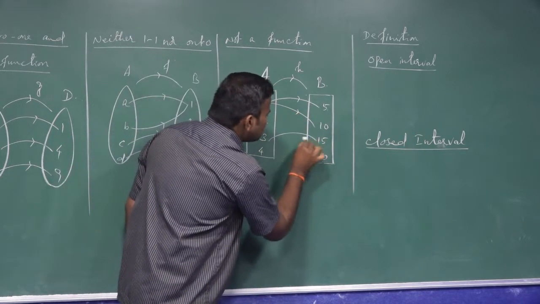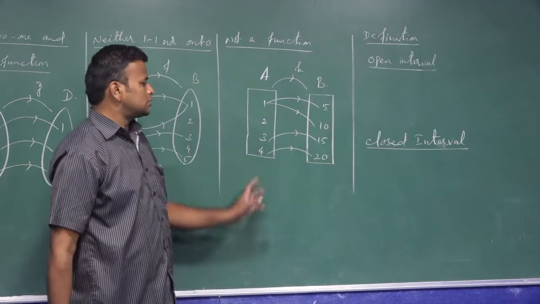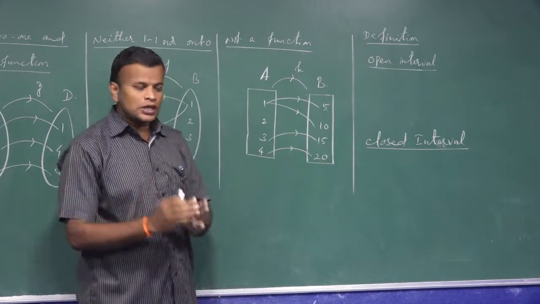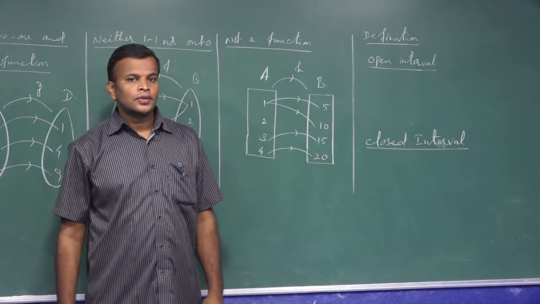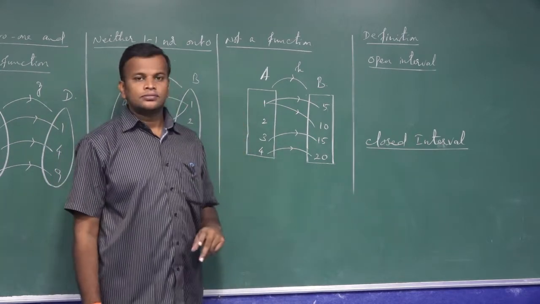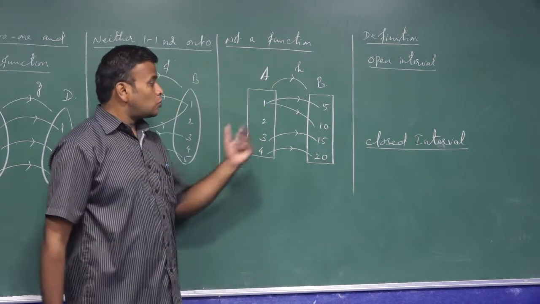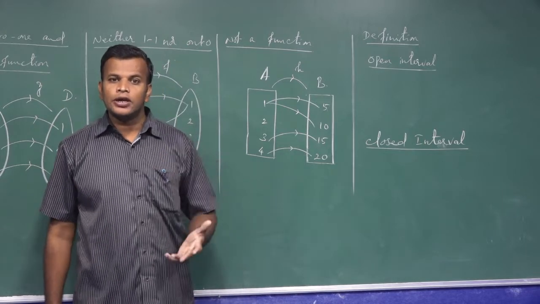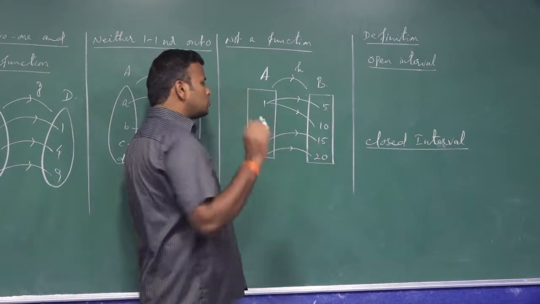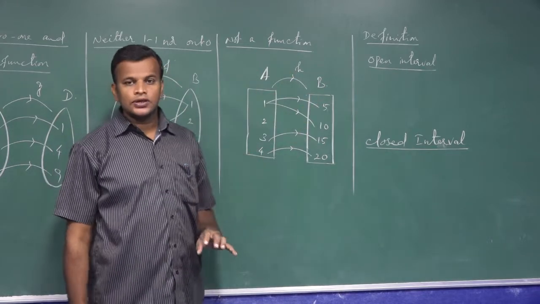And 3 is mapped with 15. 4 is mapped with 20. Now I say it is not a function. You know what is the reason? We tell two reasons. The element 2 in the domain has no image. Each and every element of the domain must have an image. You see, the element 2 has no image. Therefore we say h is not a function.